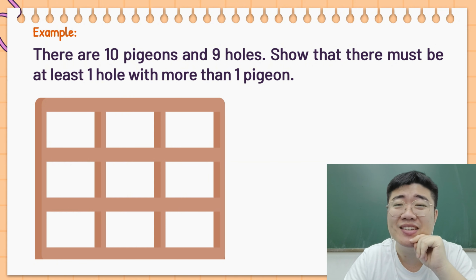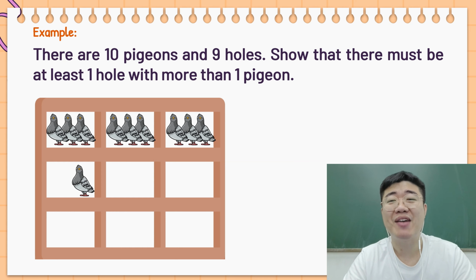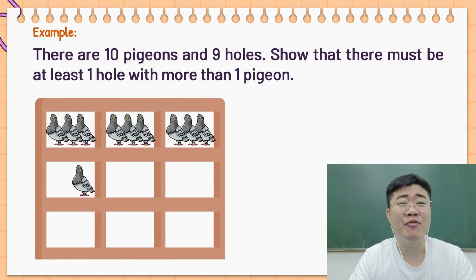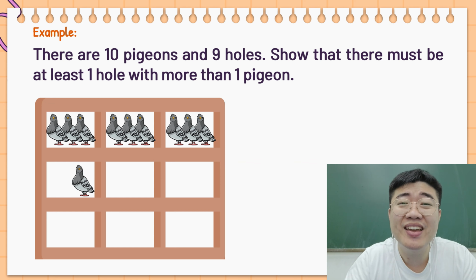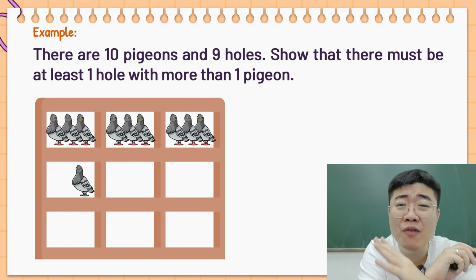Hey, everyone, how about this? Let's put 3 pigeons in each hole. So for the first row, we'll get 9 pigeons. Second row, we just need to add 1 more. And you'll notice that for all the holes in the first row, they already have more than 1 pigeon. Hey, we've satisfied the condition in the question. This is so easy. But this is not the correct way of solving the question, everyone.